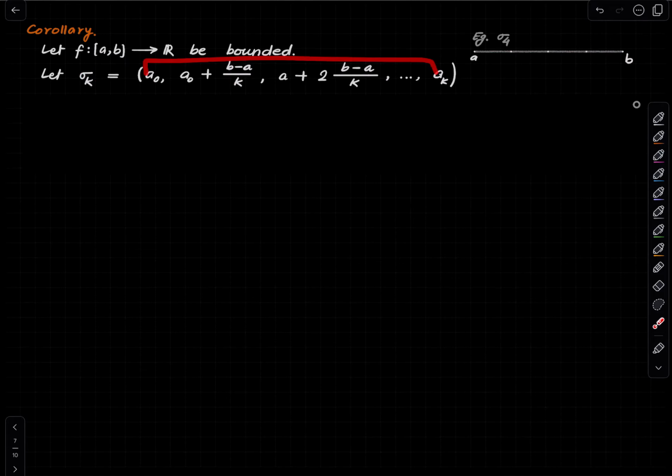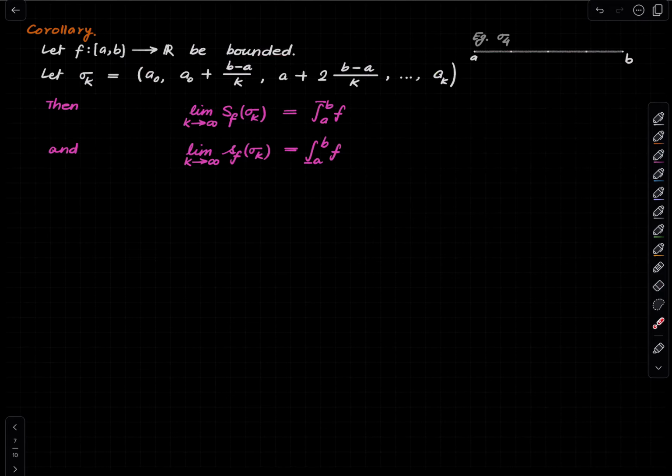So k parts, and then we know that by the previous result, that if you increase k, you will be decreasing the norm. The norm will be going to 0. If k is going to infinity, the norm of sigma is going to 0. And therefore, the corresponding upper sums will approximate better and better and better the upper integral. So you will get the upper integral in the limit. And similarly for the lower sums, we did not comment on the lower sums, but all the previous things that we said, mutatis mutandis go through for lower sums and lower integrals.